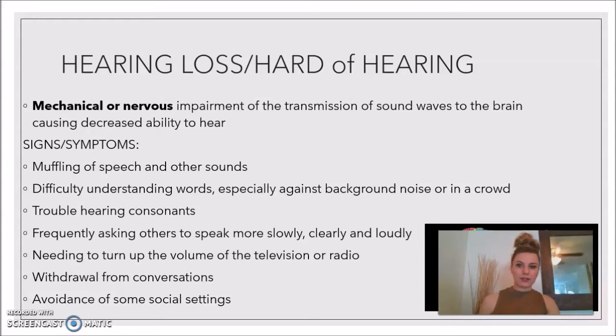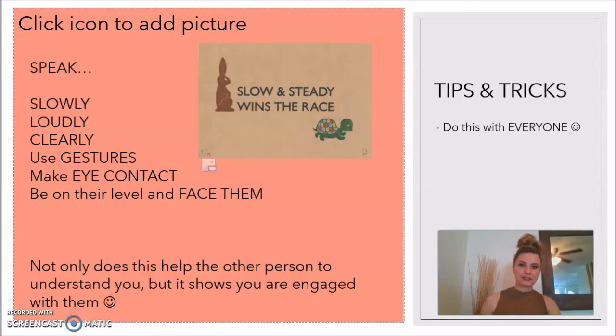So what you can do in these situations, and I would say this for everybody you talk to, all your patients, is to speak slowly, speak loudly, speak clearly, and use gestures. If you're going to be giving a needle, point to the needle; if they want a hairbrush, point to the hairbrush, that kind of thing. Make eye contact, that's very big. And again, just like any other time, you want to be on their level and facing them.